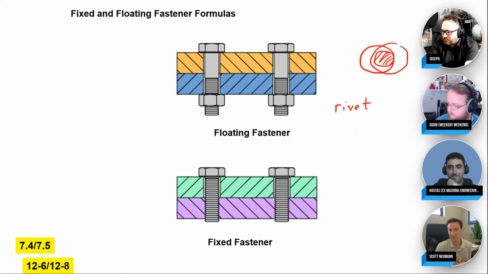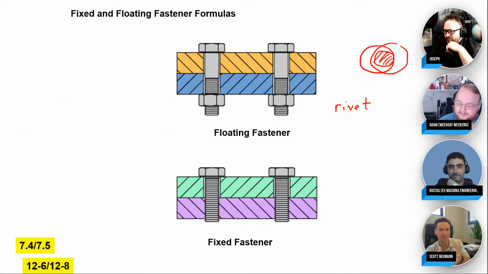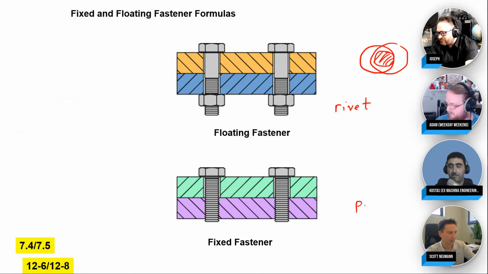But what about a pressed dowel pin? Well, I'd say fixed, because it's pressed in one of the holes. Yeah, if it's a press fit. Self-centering into one of the parts and then clearance in the other. So that would be an example of a fixed fastener. How about a welded stud and a nut?